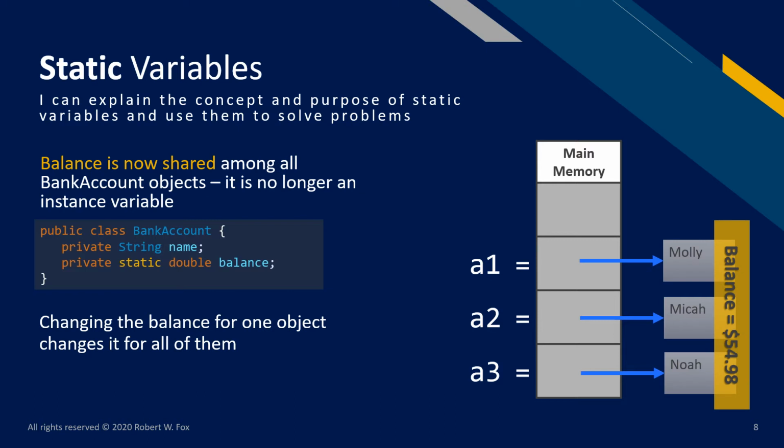Well, the effect is that balance is now shared among all bank account objects. Really, it's no longer an instance variable. An instance variable means that each instance of the class, each object, has its own copy. And that is no longer the case. You can see from the picture that balance, because it's static, is now shared among all objects of the class. Now, of course, in real life, this wouldn't make any sense. We would not want to have our bank accounts all shared together. We each have our own independent one, but it is a good example to illustrate the effect of having a variable in a class that is static.